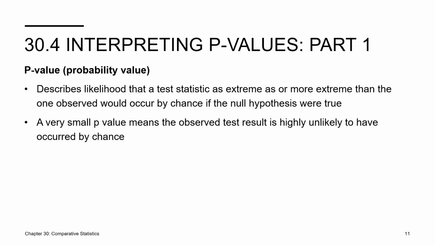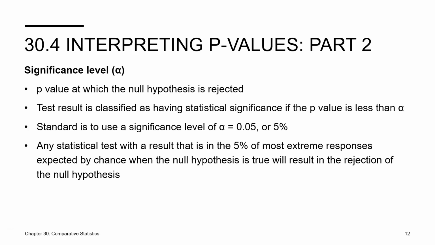When we're running this statistical test and when you read the research literature, you will see them report p-values, and the p represents the probability value here. This describes the likelihood that a test statistic as extreme as or more extreme than one observed value would occur by chance if the null hypothesis were true. So a very small p-value means the observed t-test is highly unlikely to have occurred by chance. You want the p-value to be smaller because you want to be able to say that it's your study that found the result versus it being due to chance.